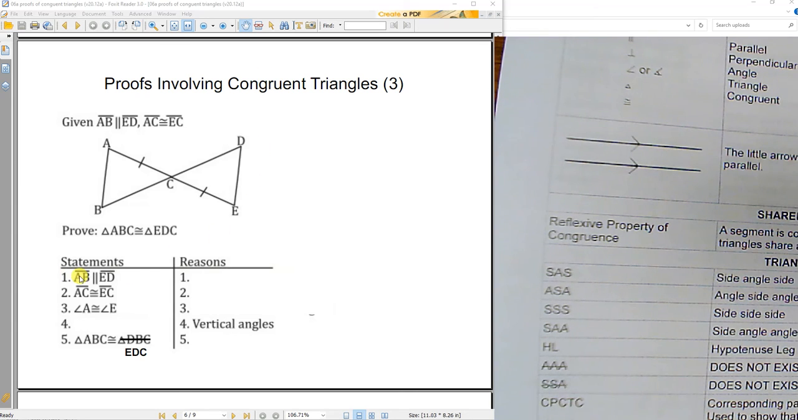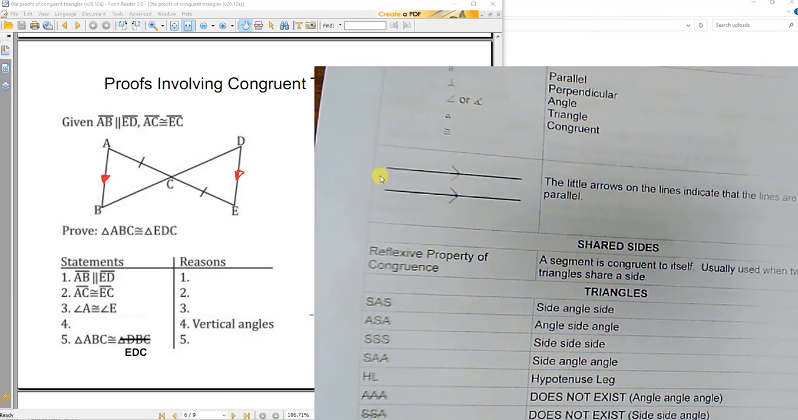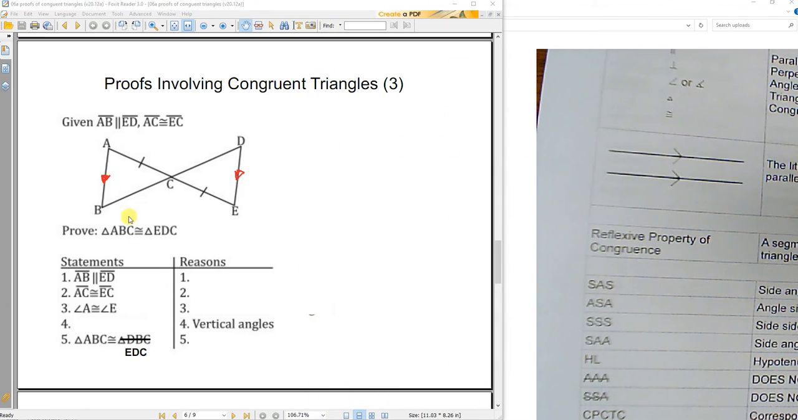Right triangle, let's see. Segment AB is congruent to ED. Segment AB, this guy right here, is congruent to this guy right here. You can see over here how I use little arrows to show parallel lines. How do I know that? That was given to me.